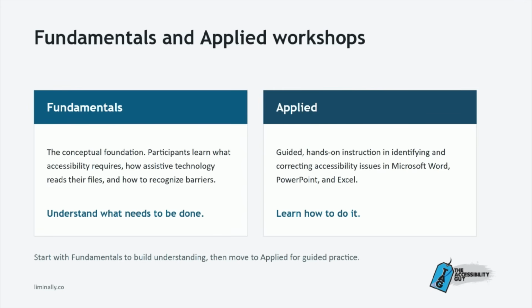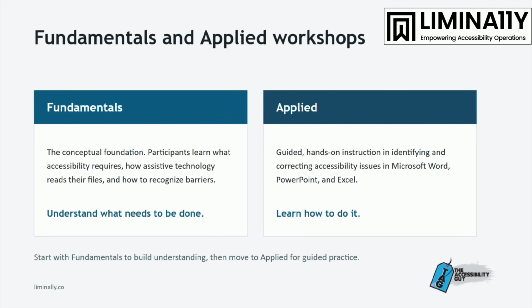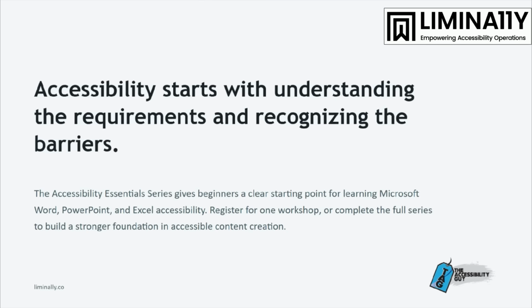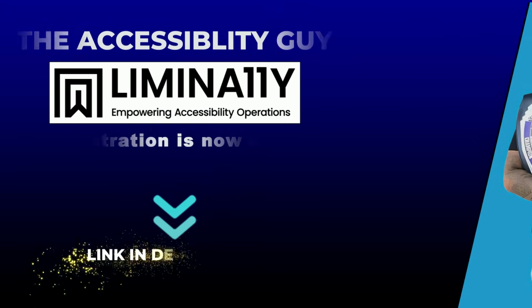Now, these particular workshops are all fundamental. We do have some applied versions of these same workshops that are guided and provide hands-on instruction. Accessibility starts with understanding the requirements and recognizing the barriers. The Accessibility Essentials series gives beginners a clear starting point for learning Microsoft Word, PowerPoint, and Excel accessibility. Register for one workshop or the complete full series to build a stronger foundation in accessible content creation.